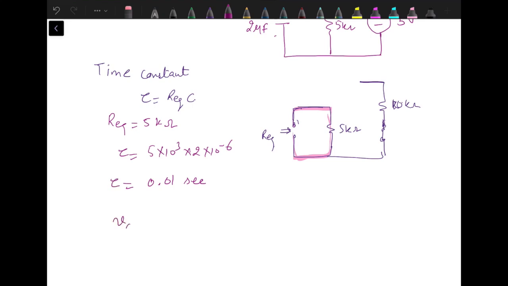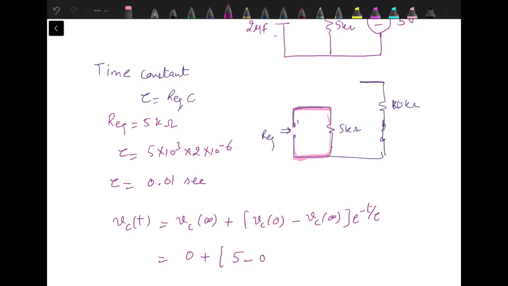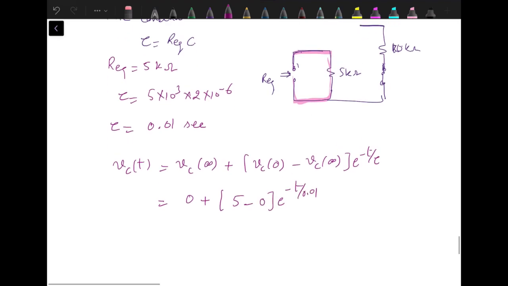Now we can calculate the voltage across capacitor Vc(t) as Vc infinity plus Vc0 minus Vc infinity into e raised to power minus t by tau. Vc infinity is 0, Vc0 is 5 minus 0 into e raised to power minus t by 0.01. So Vc(t) is 5 into e raised to power minus 100 t volts.